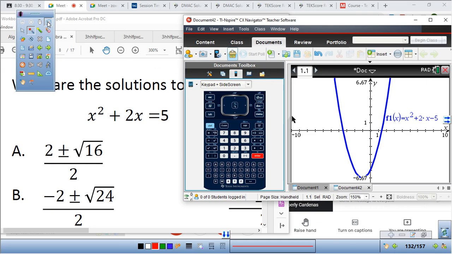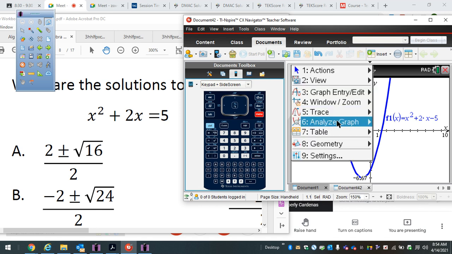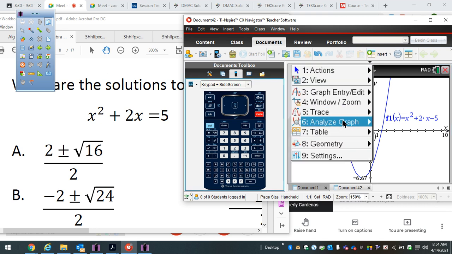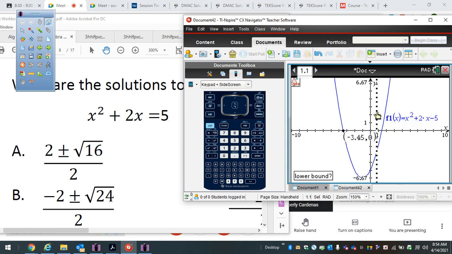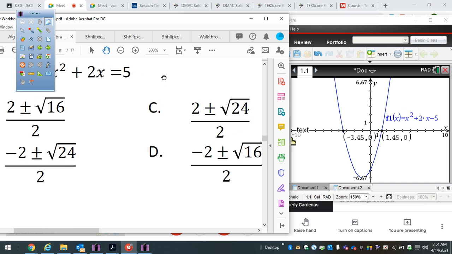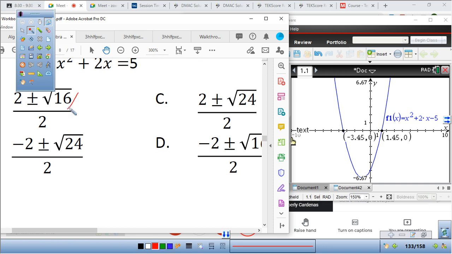You know what? I can't be too sure. Let me do two things. I'm going to do menu, get the 0. What is there from this left side? It's a negative 3.45. And then we do the menu, analyze graph, get the 0, and I get the other side, 1.45. Okay? So I tell you that one's out. Right? Not cool. So I know it's not A.